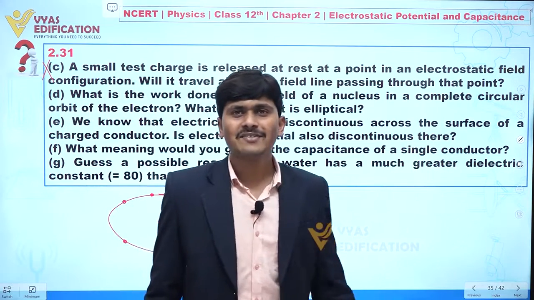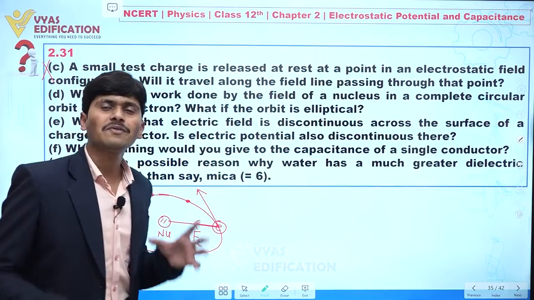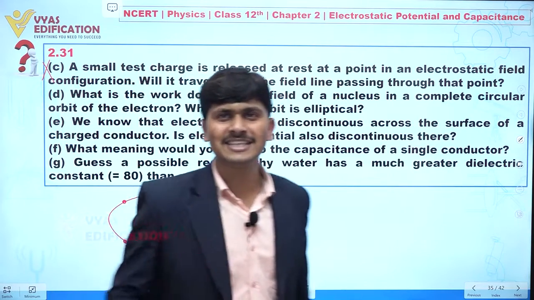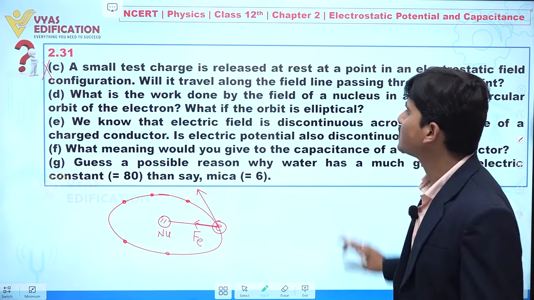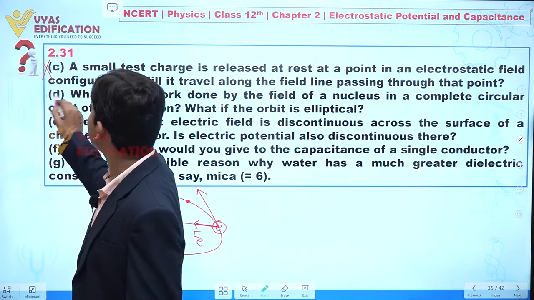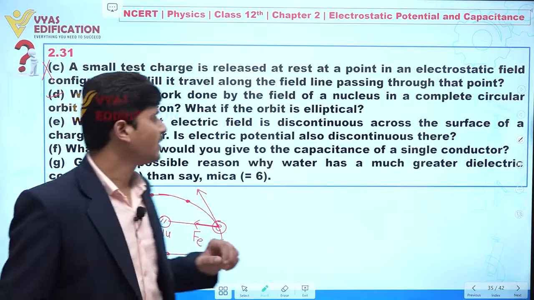So we can say the work done at any point we will not find to be 0, but in a closed loop you always find the net work done is 0. Clear to you? So this is the answer, the explanation of part number D. Clear to everyone?